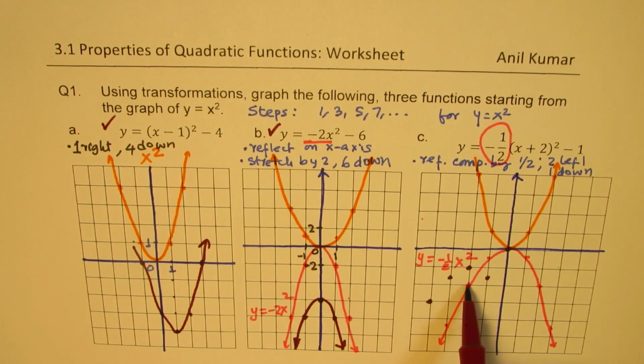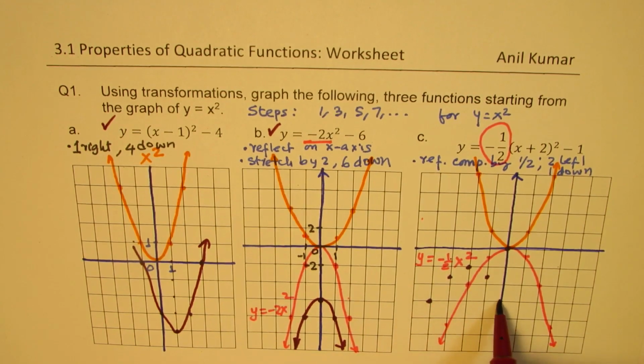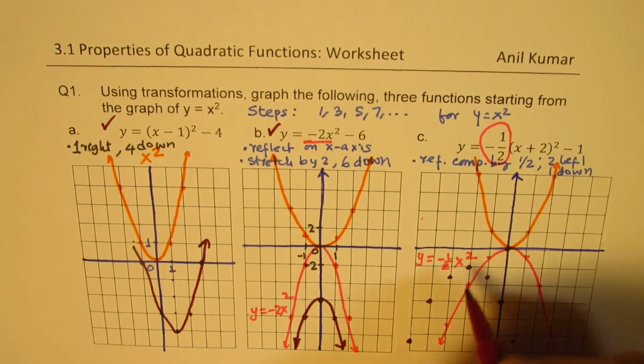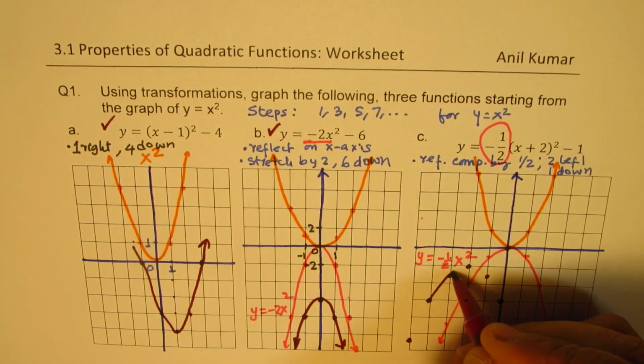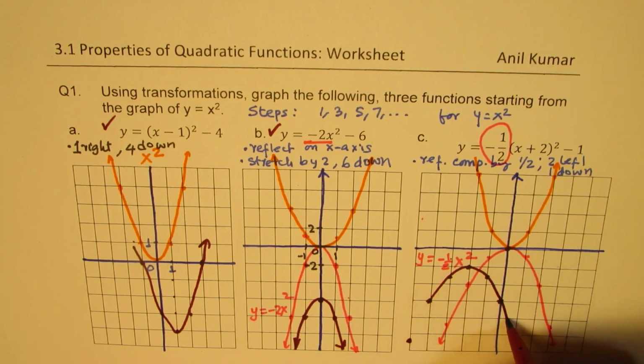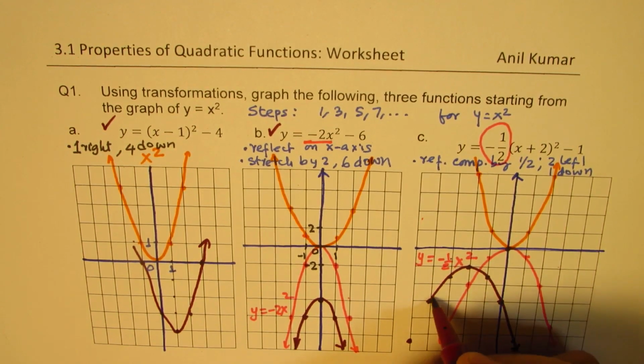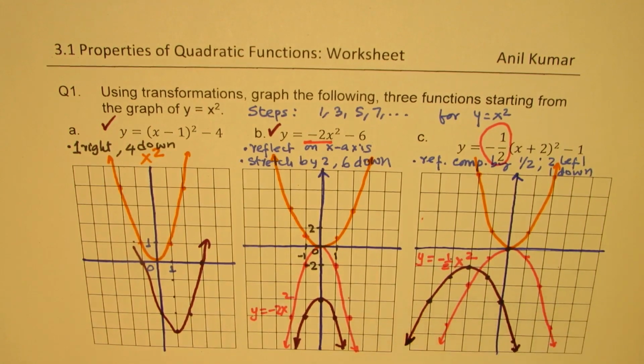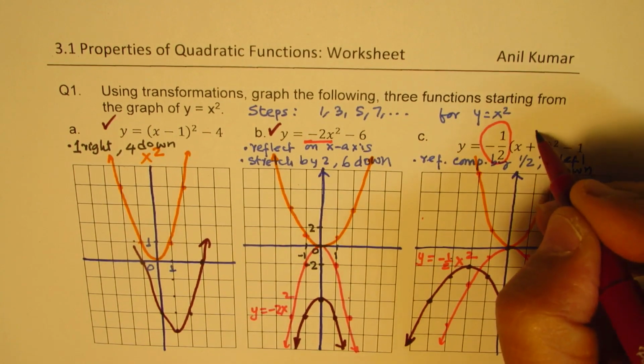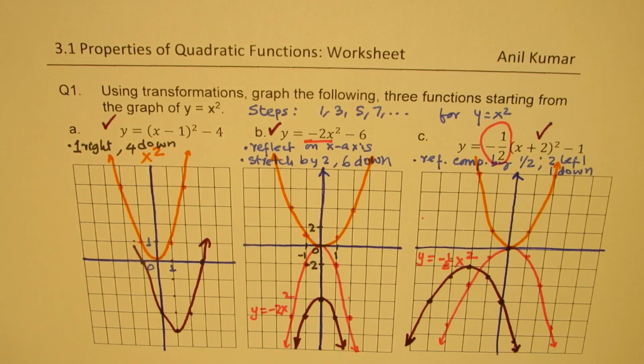So this point here moves 2 units left and 1 down. Here, 2 units left and 1 down. Do you see that? So from the symmetry, we get this point here, and this point here, 2 units left and 1 down will mean this, and then symmetrically we could place it here. So we do have a curve which is kind of like this. Is that clear to you? So that becomes the graph of the third function.